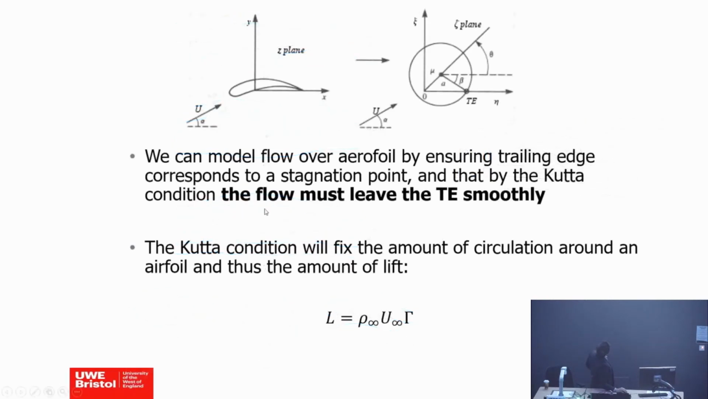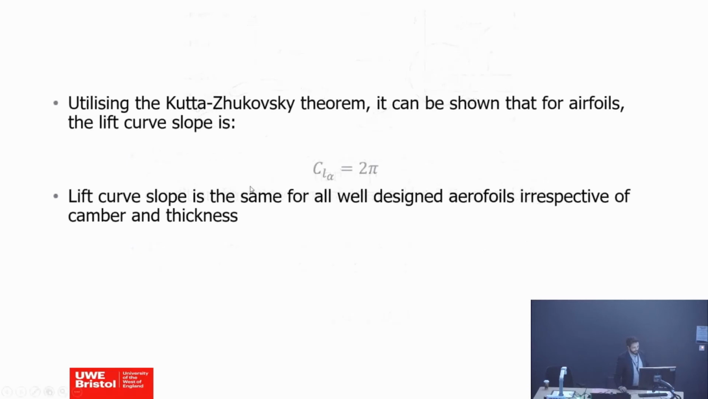So this is the Kutta condition. The flow leaves with the trailing edge, which fixes the value of circulation to get the lift. That's what it is. I'm not going to repeat myself. From that theorem, you can also show that the gradient of the lift coefficient curve is 2 pi. Do you guys remember this? Does it ring any bell from last year? Yeah? We did this last year.